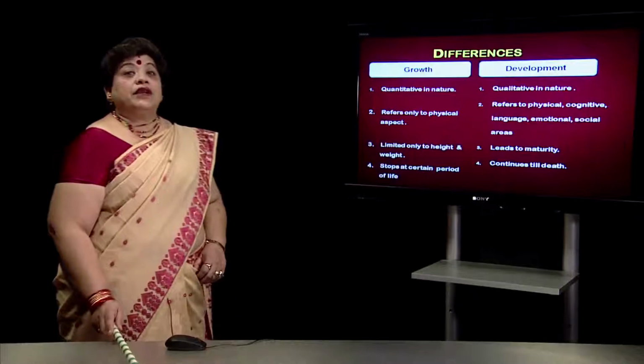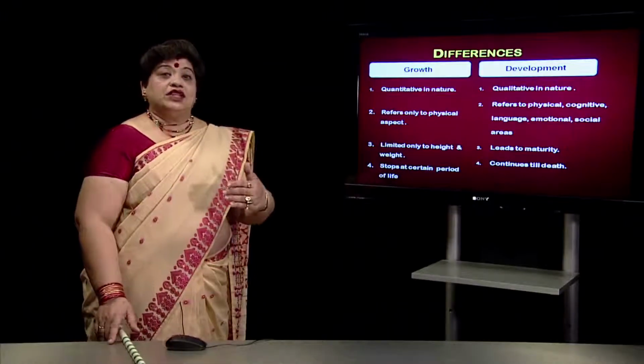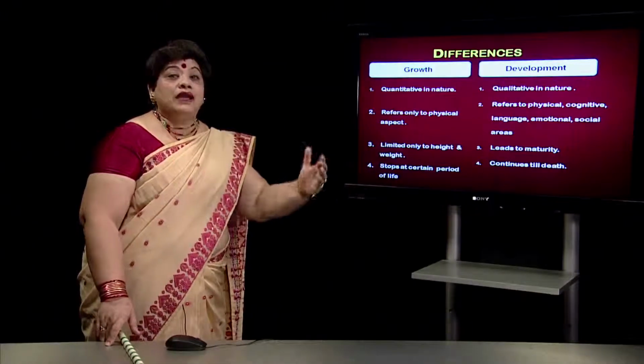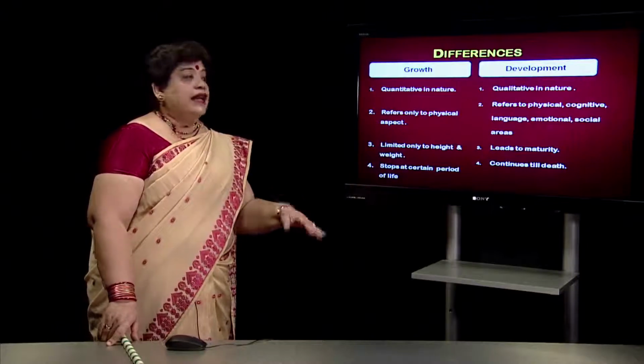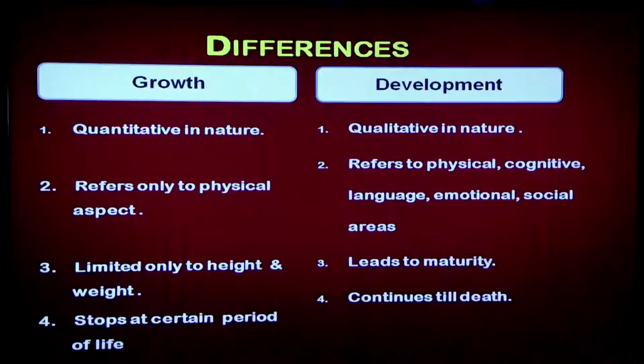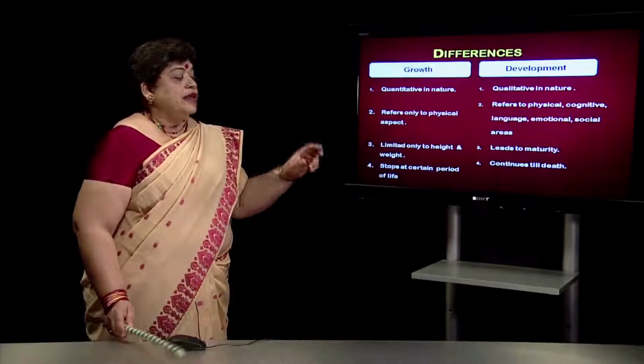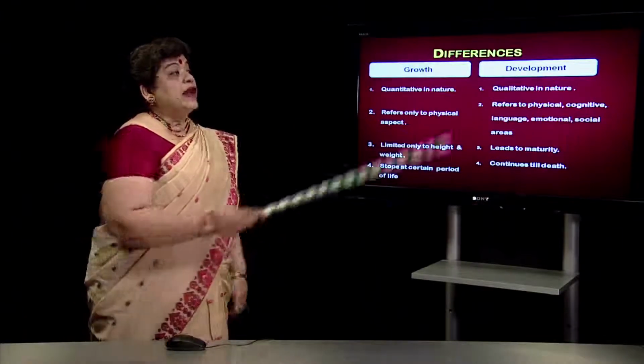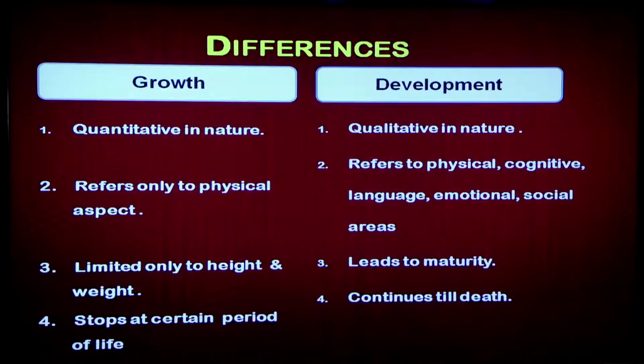Language development is required because if I am giving an instruction, Mohan, you have to run, and the child does not understand that language, then he will not be able to run properly. Emotional and social development is equally important. Growth again is limited only to height and weight. Only two aspects you understand by growth, that is height and weight. But when we say development, it leads to maturity.